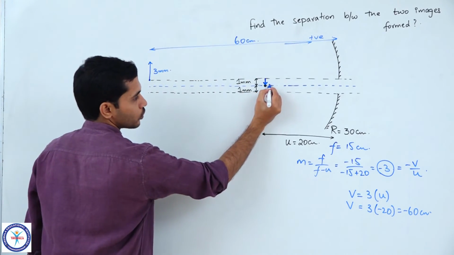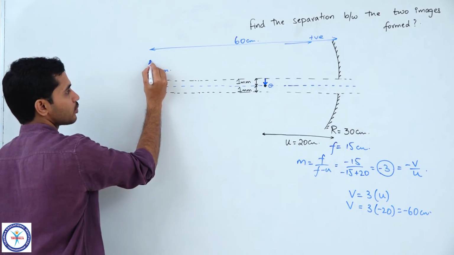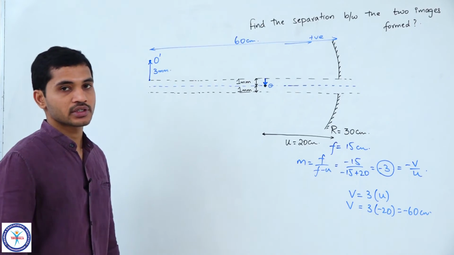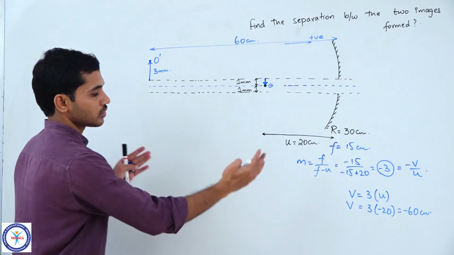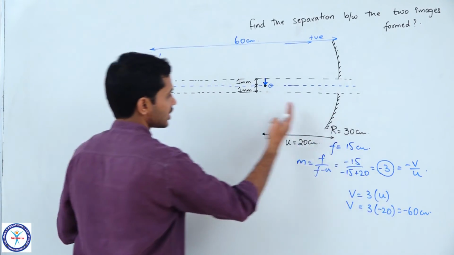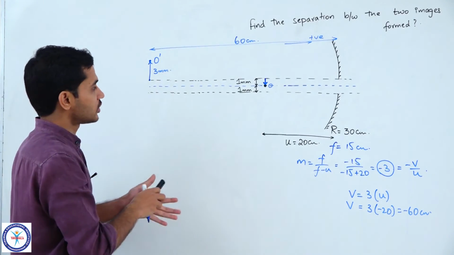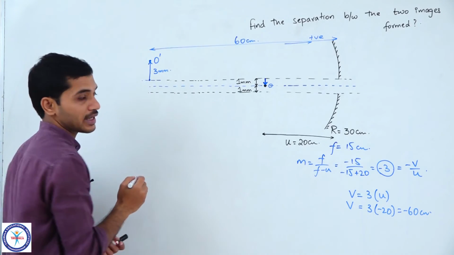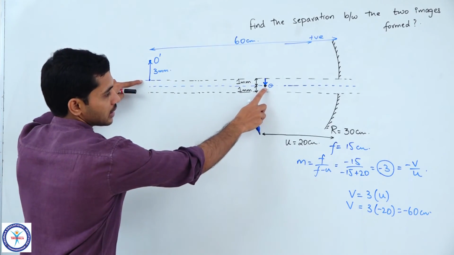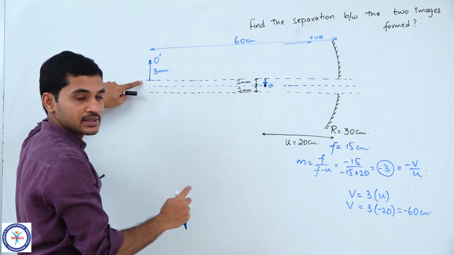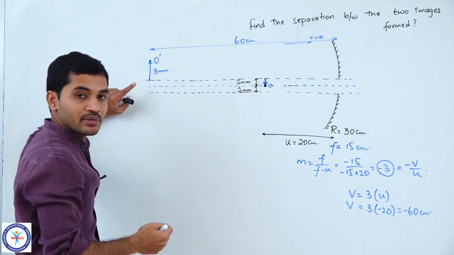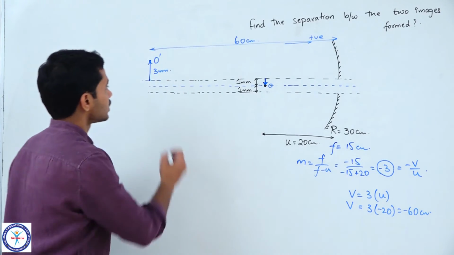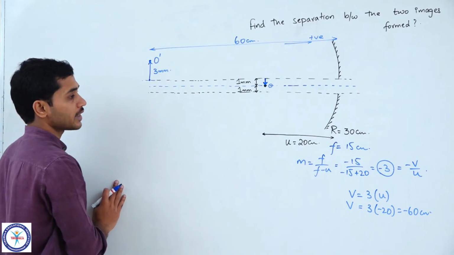So, if this is O, we can say that this is the point where O dash will be formed in the first mirror. I hope this is clear. So, it is formed at a distance of 60 centimeters in front of the mirror. Now, this is the principal axis, the black line which you see here. So, the object is 1 millimeter below the principal axis. So, here it should be 3 millimeters above the principal axis because of the negative sign. So, this is where the final image is formed, right.